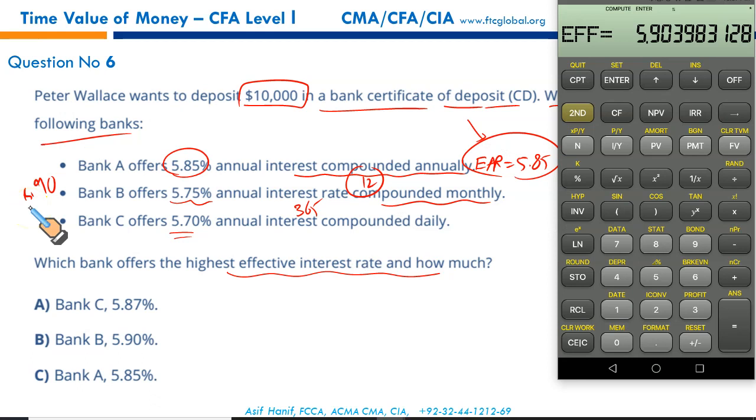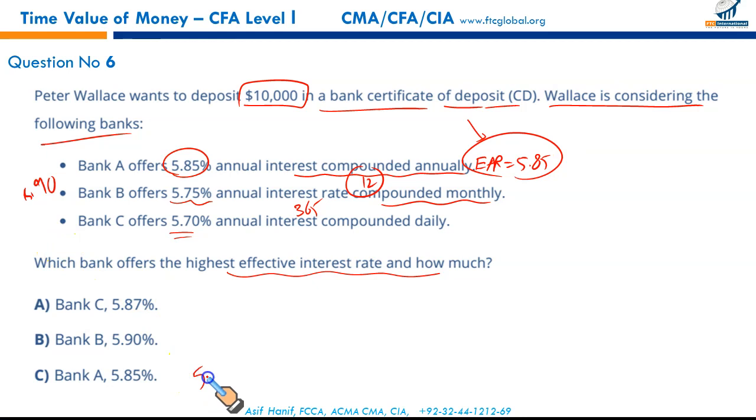For the next one, the nominal rate is 5.70. Enter, up. Frequency of compounding is 365. Enter, up, and don't forget to press CPT. It's 5.86. So now we have 5.86 for Bank C, 5.85 for Bank A, and the highest is being offered by Bank B, that is 5.90.